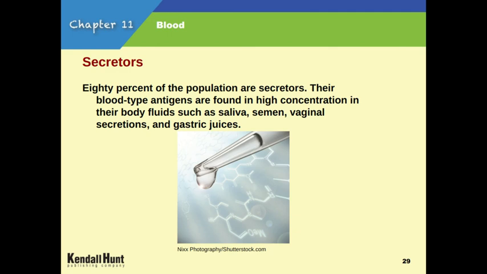Okay, so in the saliva, the semen, gastric juices, bile, anything that may come from the body other than blood, including sweat, you can determine the blood type of 80% of people from those secretions. So if most people are secretors, their blood antigens will also be in their other bodily fluids.